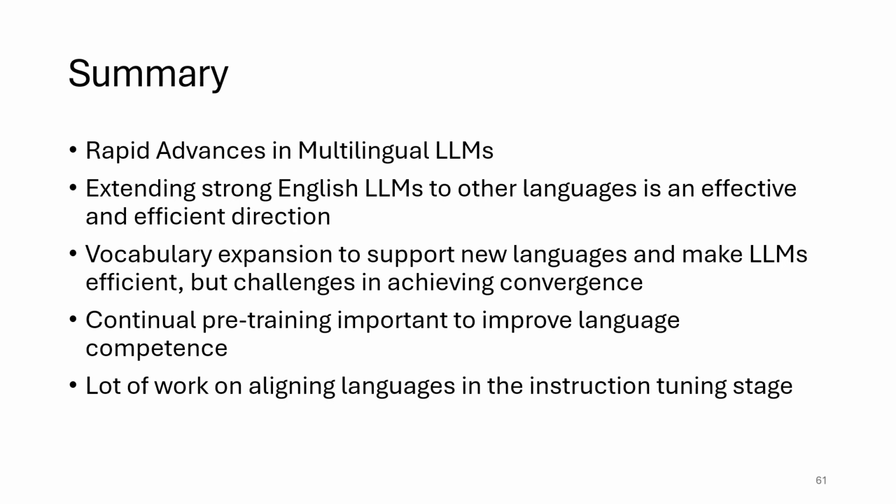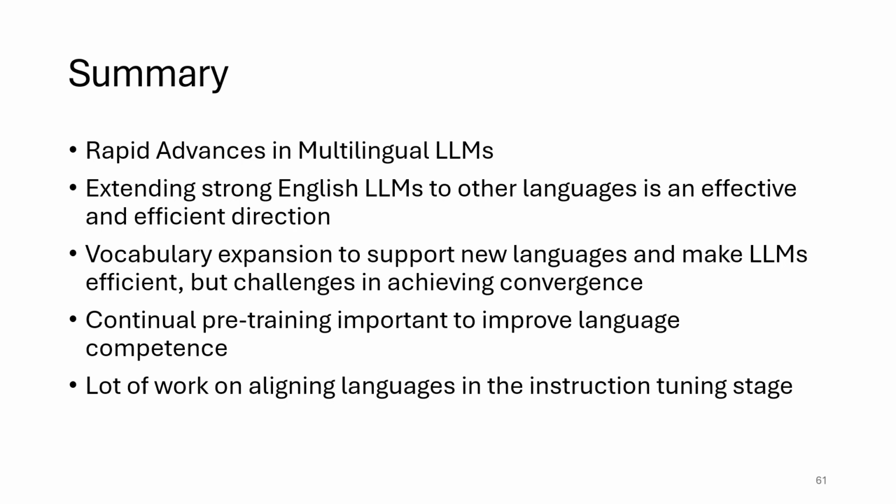So extending strong English LMs is interesting and is going to be important going forward also, because English LMs are going to be at the frontier and it's easier to catch up by doing these adaptations rather than training multilingual models from scratch. Vocabulary expansion is important to make these LLMs efficient, but there are challenges in achieving coherence, convergence, and there are interesting problems around this area. Continual pre-training is important, and how do we improve cross-lingual transfer during continual pre-training? There are interesting directions around that.